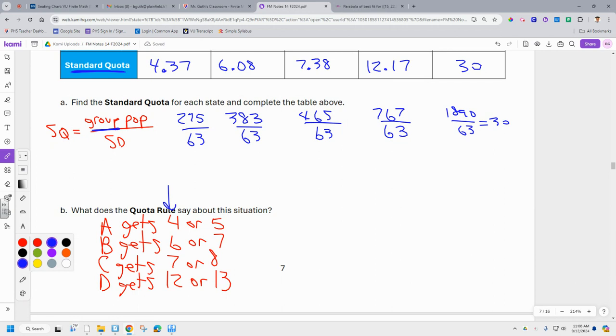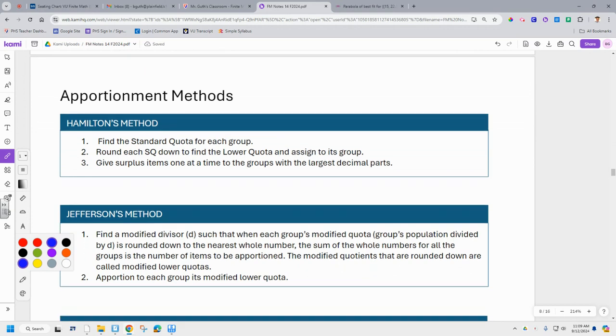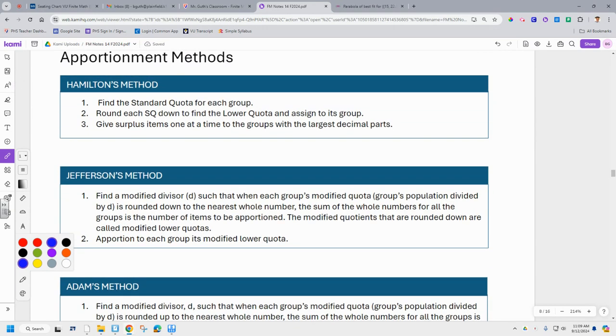Notice if you add those numbers up, 4 plus 6 plus 7 plus 12, that's 29, not 30. So you're going to have to mix these numbers up somehow so that it adds up to 30. There's some combination of these numbers that will add up to 30, and that's how we're going to pass out those seats. But there are 4 different methods for doing it: Hamilton's method, Jefferson's method, Adams' method, and Webster's method. What's difficult, in my opinion, on this lesson is these 4 methods are very, very closely related. They're very similar. Hamilton's is probably the easiest.